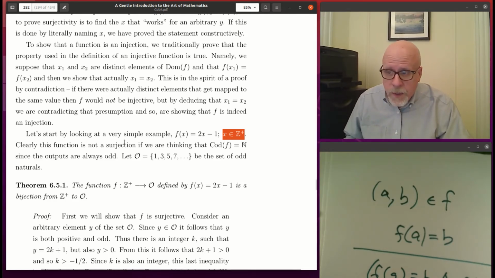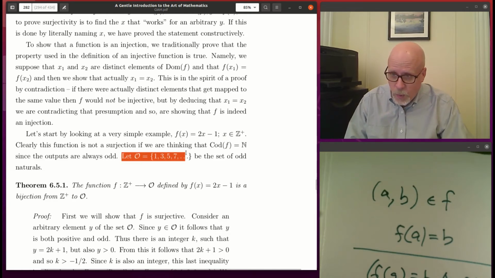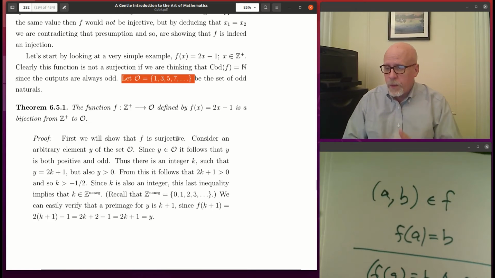Anyway, this function can't be a surjection, right? Because if you're thinking the codomain is the naturals or the integers or something like that, this is only going to output odd numbers. And so it's just not going to work. You won't have an onto function. But if you create a set, and that's what we're doing here, let O equal {1, 3, 5, 7, etc.}, then we're going to show that you get a bijection between the positive integers and this set O. All right, so let's follow the argument that's given here.